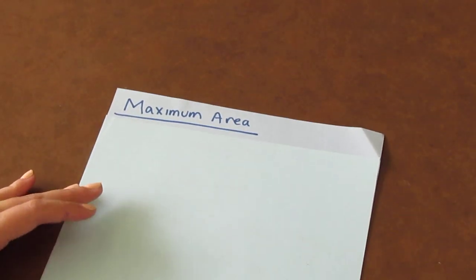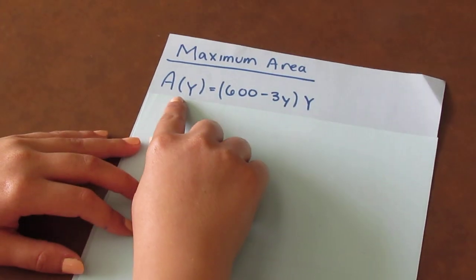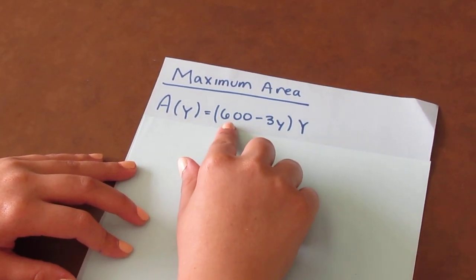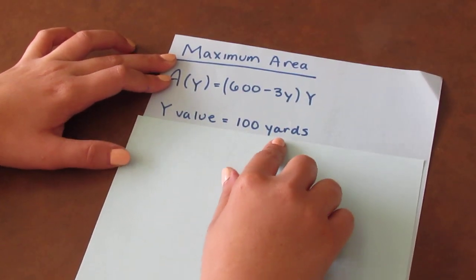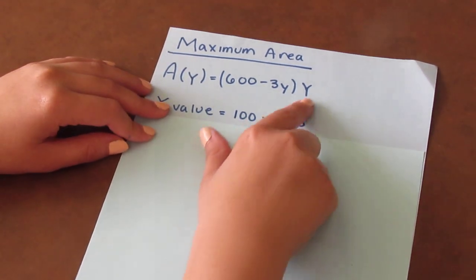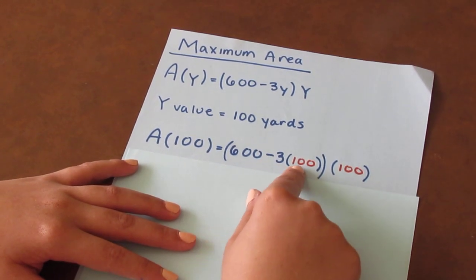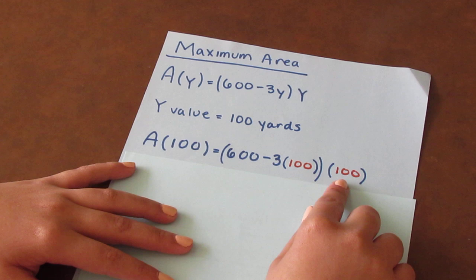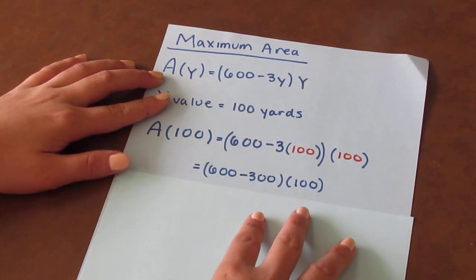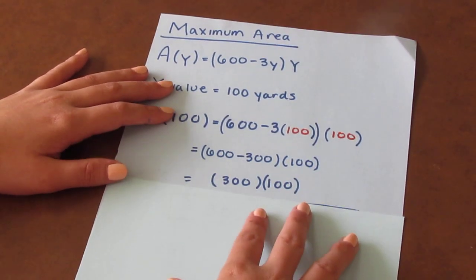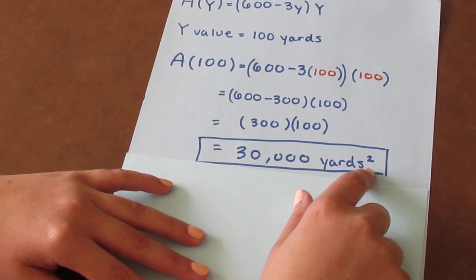Now, to find the maximum area, we already have all the values that we need. We have our y equation, a function of y, 600 minus 3y times y, and we found our y value, which was 100 yards. So we just plug the 100 into the y's, which gives us 600 minus 3 times 100, in parentheses, times 100. Since we know that we have to solve the parentheses first, we do so by 600 minus 300, giving us 300 times 100, giving us 30,000 yards squared, which is the maximum area.